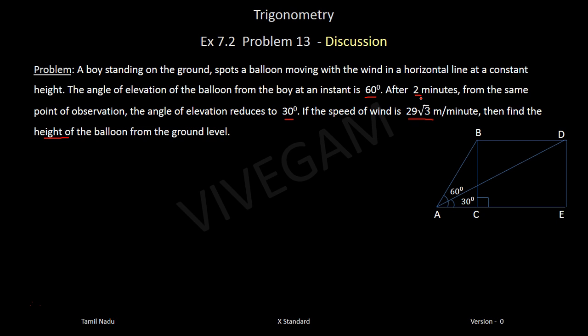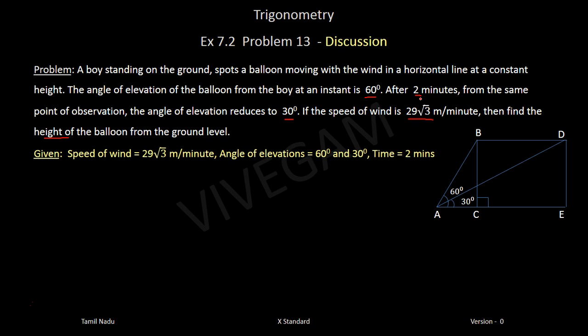So let's list what is given in the problem. The speed of the wind is given as 29√3 meters per minute. Angle of elevation is 60 degrees and 30 degrees. This is the initial angle, and this is the final angle. The time taken for it to move from initial to final is 2 minutes. What are we asked? Height of the balloon from the ground level. And typically it is tan theta, because this is the relationship of opposite to adjacent. So tan theta is the formula which we will be using here.